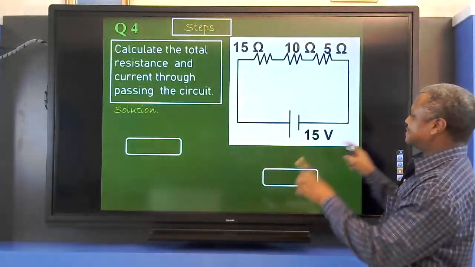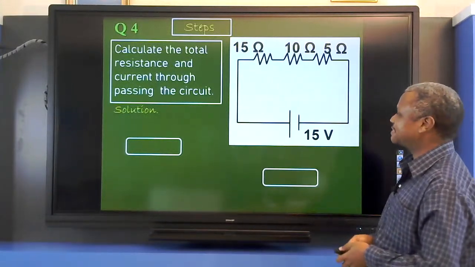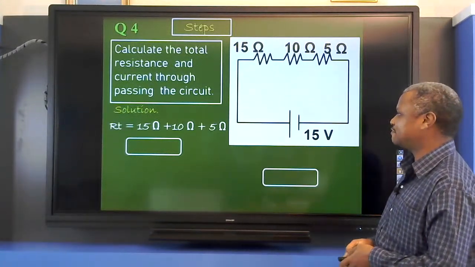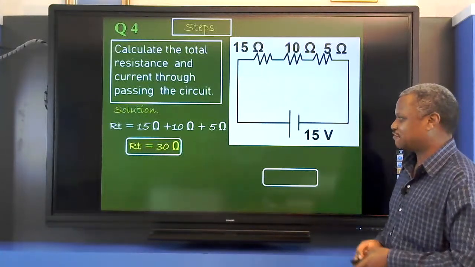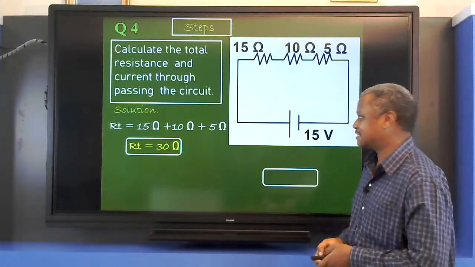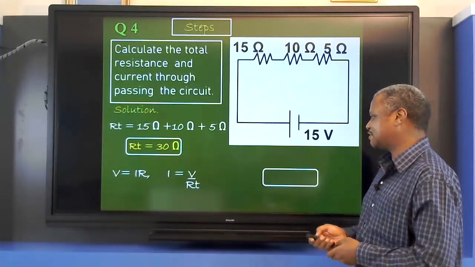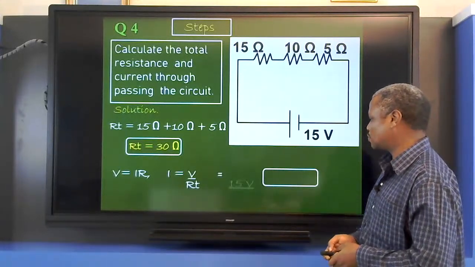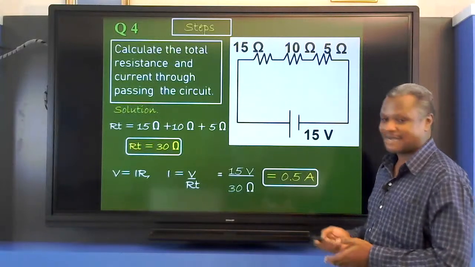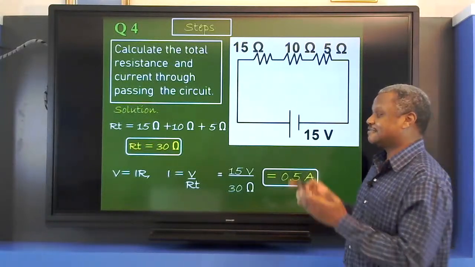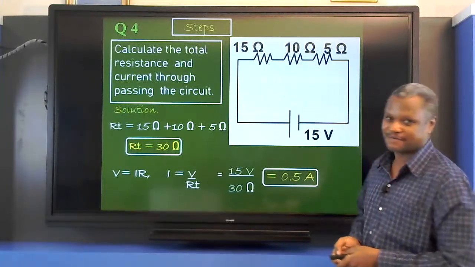First of all, these are resistors in series. They are connected one end to the other end. So the total resistance, you add them together: 15 ohms plus 10 ohms plus 5 ohms, you get a total of 30 ohms. Now that is the total resistance. V equals IR, so you substitute that, you find that I equals V over the total resistance, which is 15 volts divided by 30, you get 0.5 amperes. So the correct answer is 30 ohms, the total resistance, and 0.5 amperes as the current passing through the circuit.